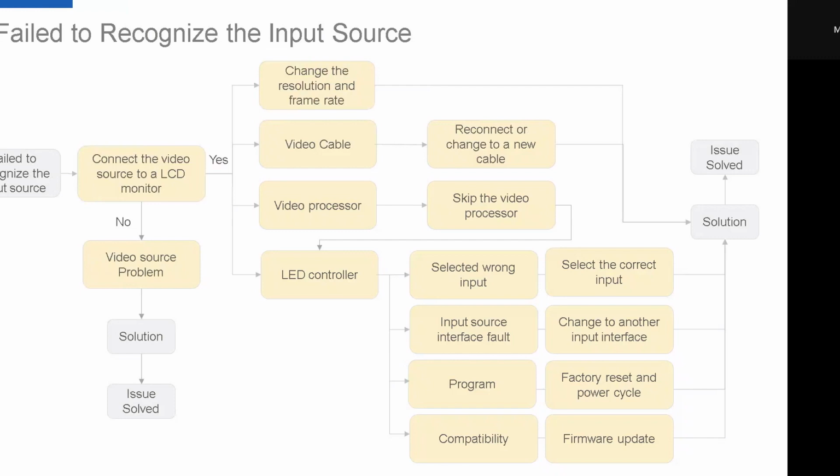The third one is the program. Factory reset, power cycle, or reboot your independent controller. And the last one is the compatibility issue. Just do a firmware update to the latest version to solve the problem. So that's the recommended process to troubleshoot the source recognition problems if you use the independent controller.